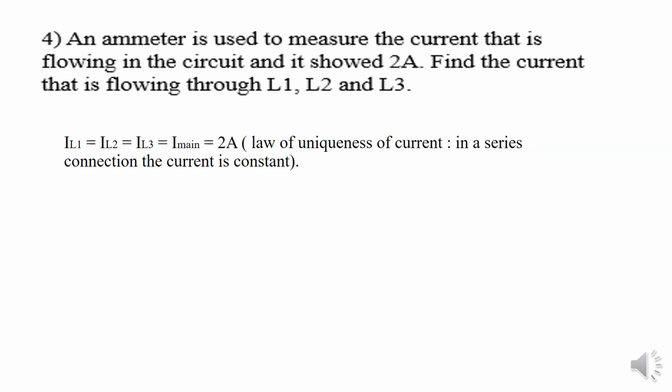Part 4, an ammeter is used to measure the current that is flowing in the circuit, and it showed 2 ampere. I have to find the current that is flowing through L1, L2 and L3. According to the law of uniqueness of current, in a series connection, the current is constant. So IL1 equals IL2 equals IL3 equals the main current equals 2 ampere.